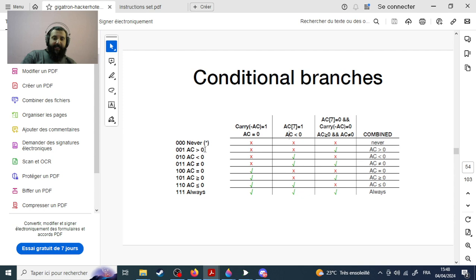How can we detect that IC is positive? To detect that IC is positive or greater than zero, we have to check two conditions. We have to verify that it is positive, that the sign bit is zero, and at the same time you have to check that it is not zero. We have to combine these two conditions to be sure that IC is greater than zero. Anyway, each column represents a bit. A bit here, a bit here, a bit here.